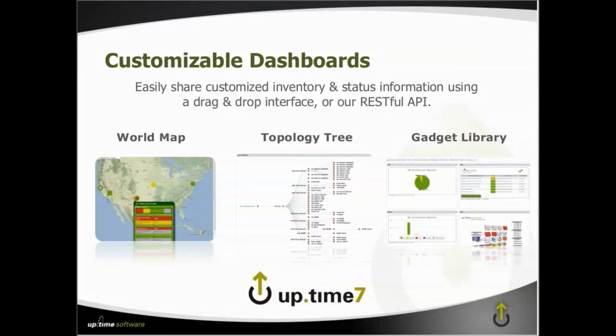So I'm going to hop over into Uptime in a moment and just talk about some of the examples of the dashboards and show you how it works. Specifically, I'll be talking about our world map or pin-on-image dashboard, talk a little bit about the new topology tree piece, which we're very excited about in this Uptime release, and then highlight the overall gadget library and some of the extensibility. So just give me a moment to hop over to the Uptime application.